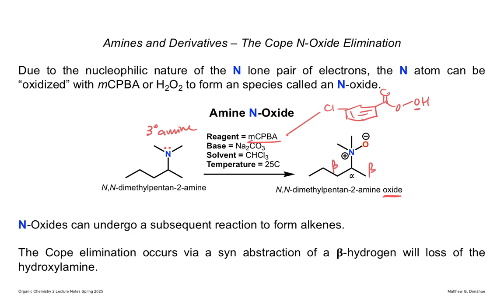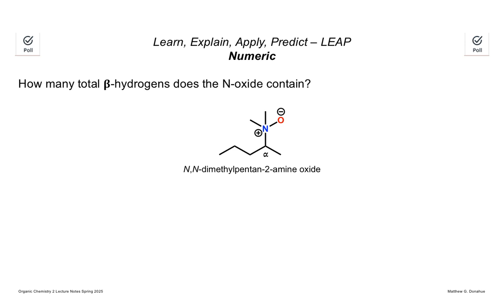And what it's going to do when you heat it, it's going to grab a hydrogen from the beta carbon to do an elimination. So it's going to make an alkene. So I got a minute left. So total beta carbons, there's 3 hydrogens, 2 hydrogens.